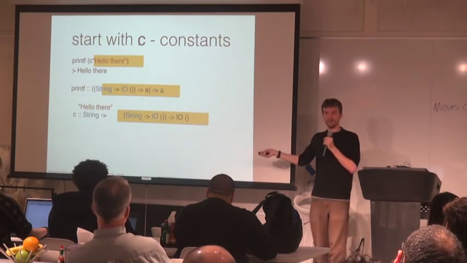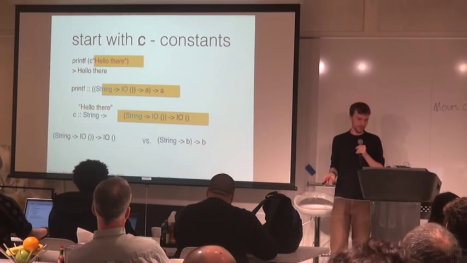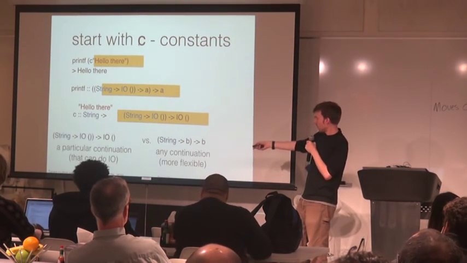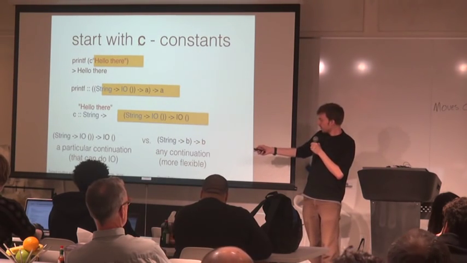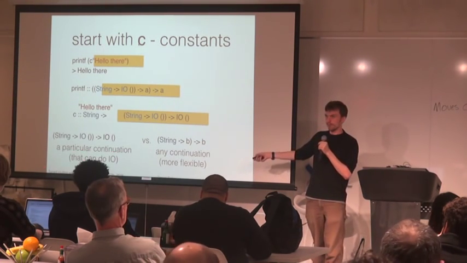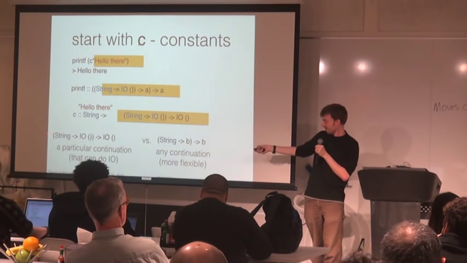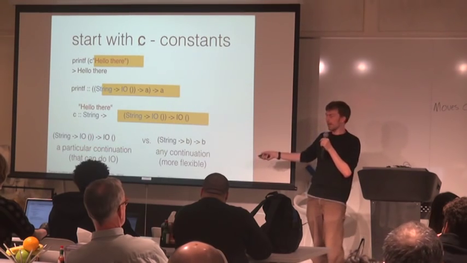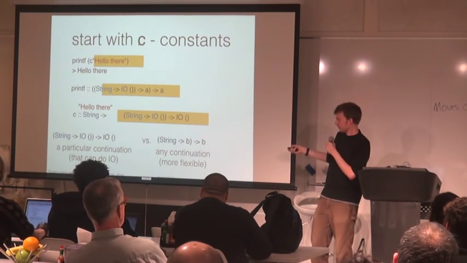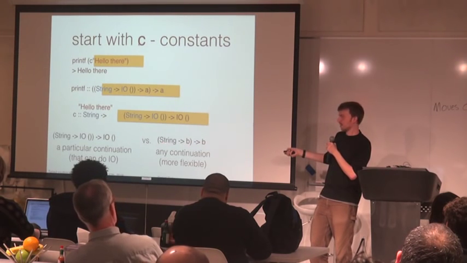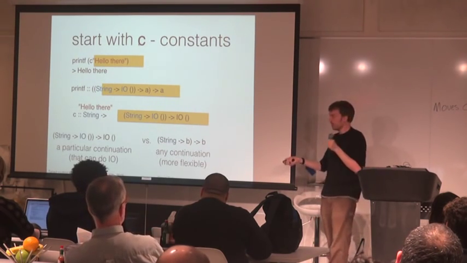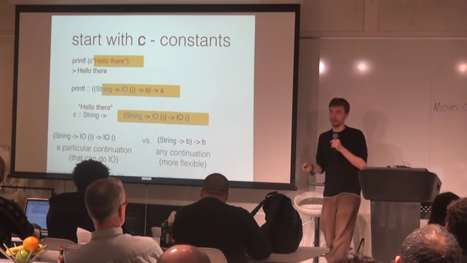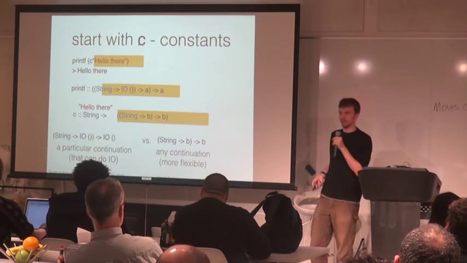This isn't actually good enough. It's appealing. But what I want to get to is saying, well, this is a particular continuation. This is a continuation that can do IO. So it takes a string in, and it can do IO with it. And then you apply it, and you get back IO. Whereas if we change the type to this, the continuation that we get in, this first argument, can do anything. It can do IO if it wants. B could be IO. But there's no real restriction of what it can do. And so it's actually going to be the type we're going to use for C.